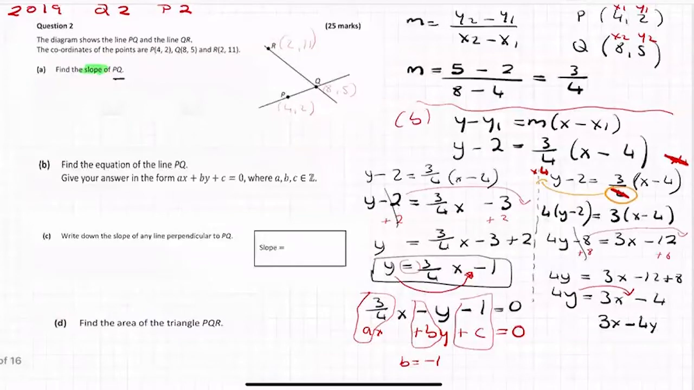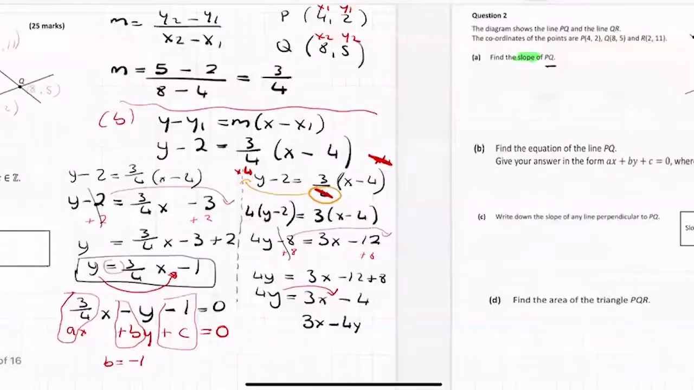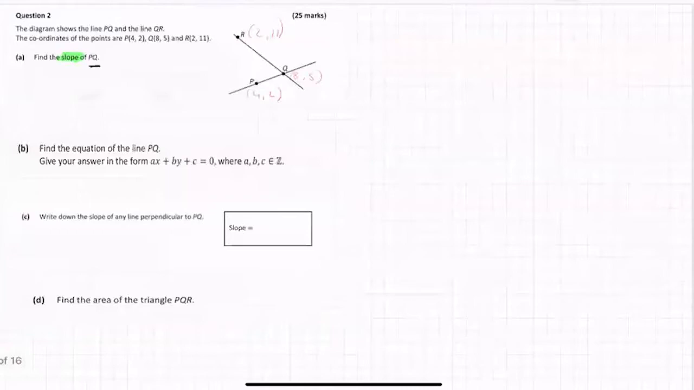Okay, so write down the slope of any line perpendicular to PQ. So let's come up here again and let's find our slope for PQ. So slope of PQ, we got to be 3/4. Okay, so let's think. There's two very important things you have got to know about lines and slopes as part of your Leaving Cert course.